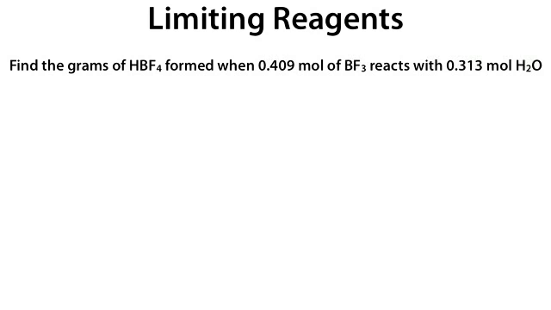Find the grams of HBF4 formed when 0.409 moles of BF3 reacts with 0.313 moles of H2O. We're given a reaction: 4BF3 plus 3H2O yields 1H3BO3 plus 3HBF4.